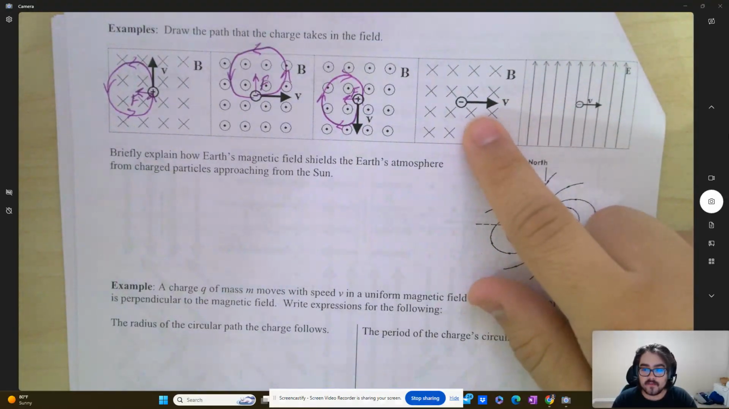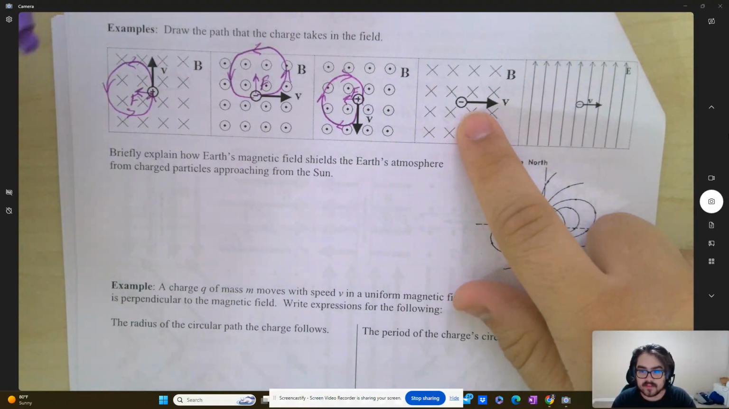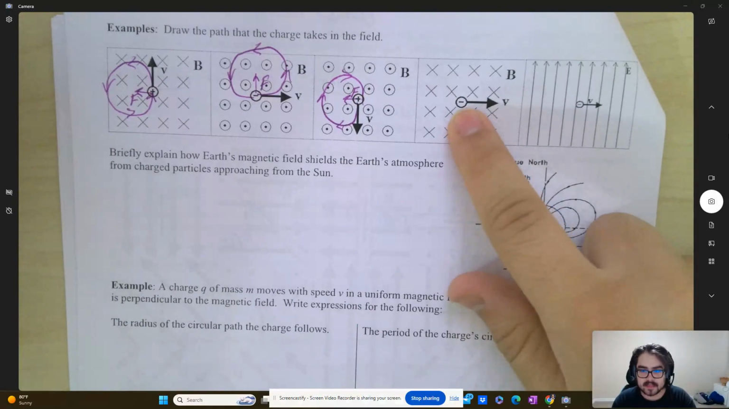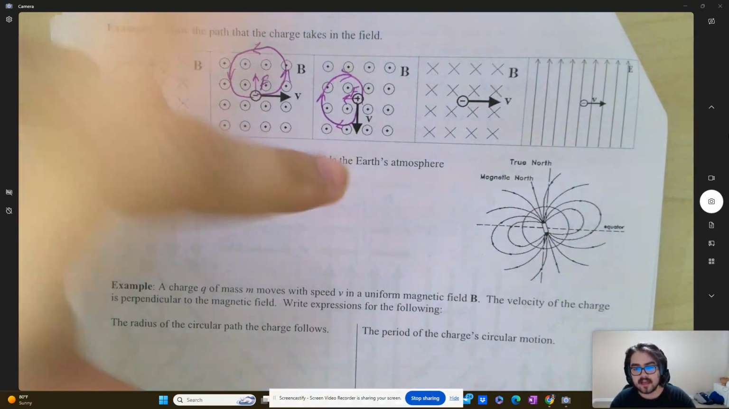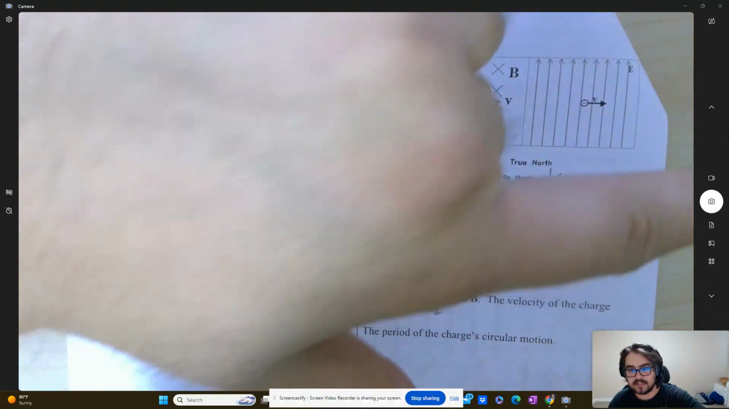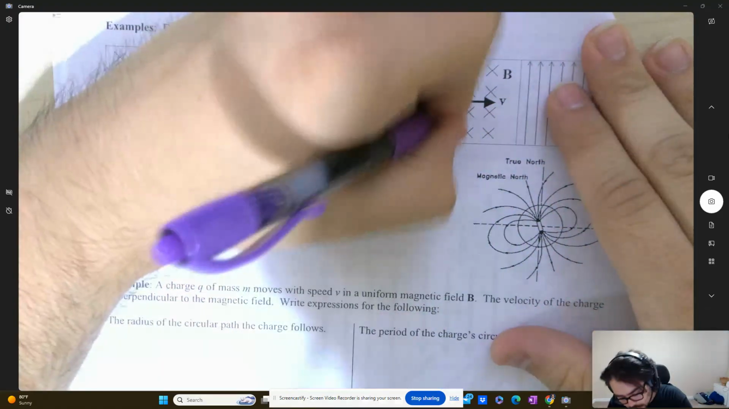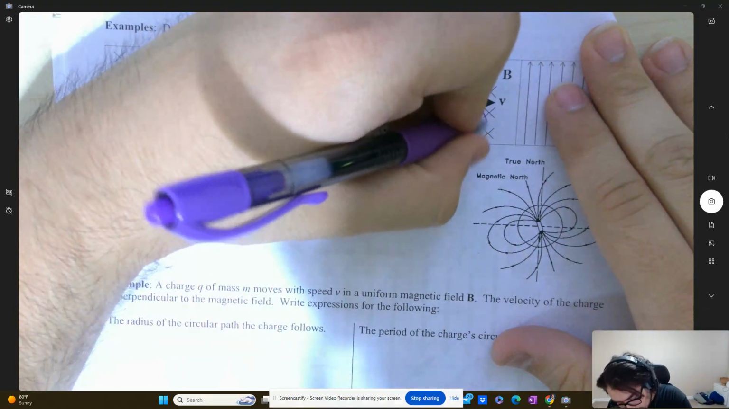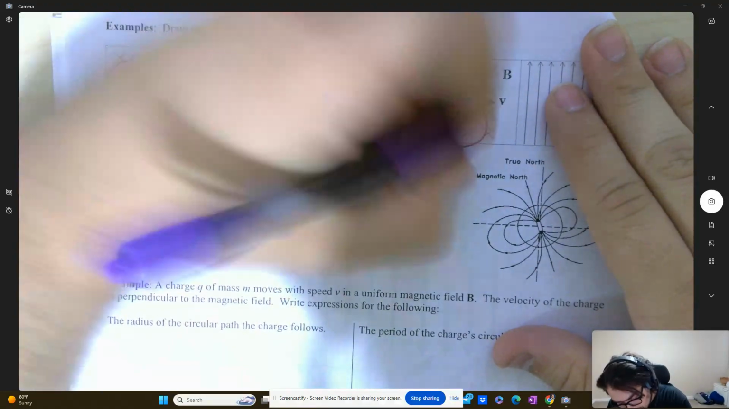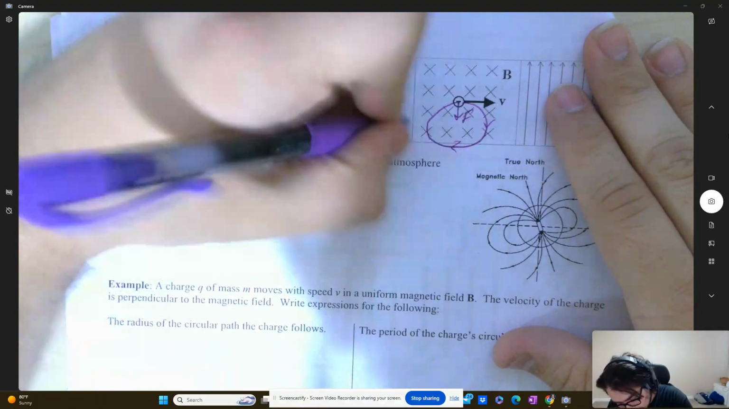Okay. For the B field here, this is going to be into the page, and then it's negative, so we have to use our left-hand rule. Our velocity that way, B field into the page. We should notice that there is a force pulling down, and that's going to go in a circular motion like that. Pretty straightforward, nothing too crazy here.